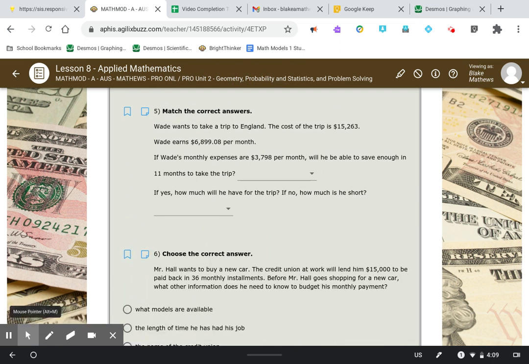Wade wants to take a trip to England. The cost of the trip is $15,263. Wade earns $6,899.08 per month. If his expenses are $3,798 per month, will he be able to save enough in 11 months to take the trip? So we know that he makes this much money per month and he uses this amount every month. That's a subtraction. So you need to subtract the amount he earns minus his expenses. That's going to give you the amount he can save each month. Once you get that number, you need to find out how much he would save if he did 11 months of saving.